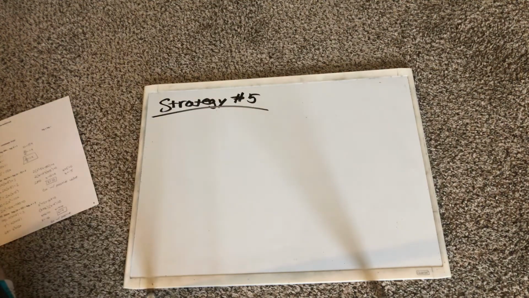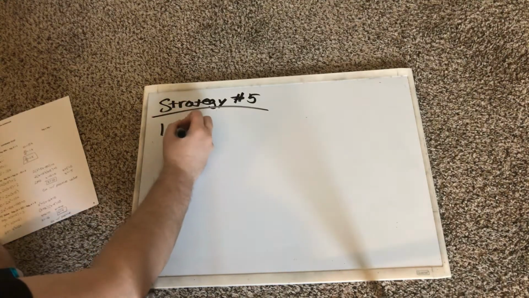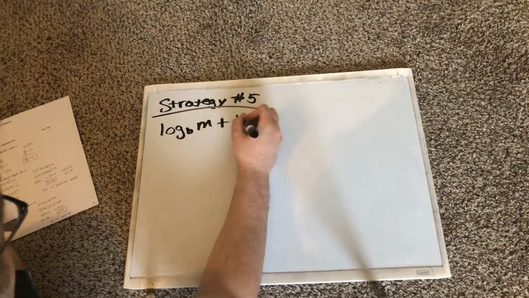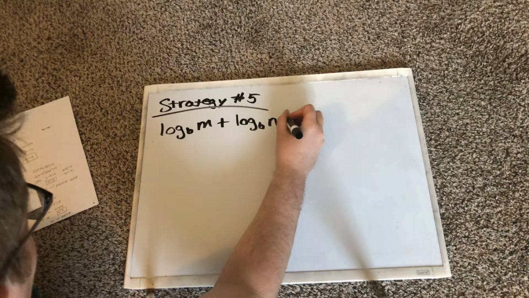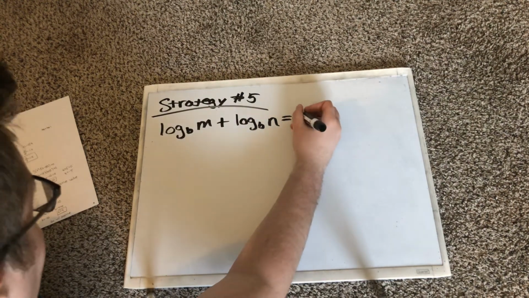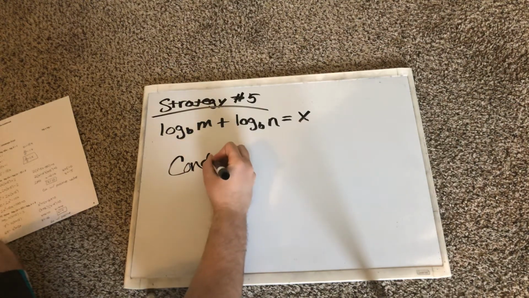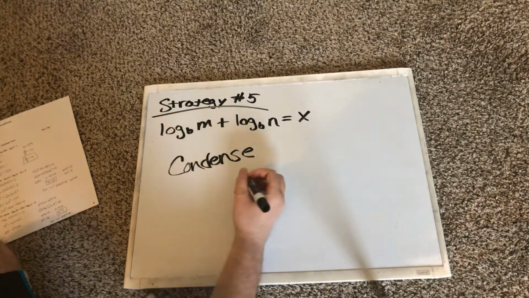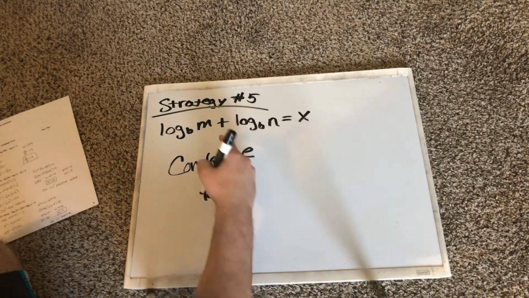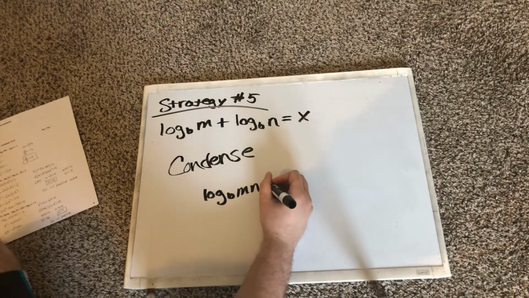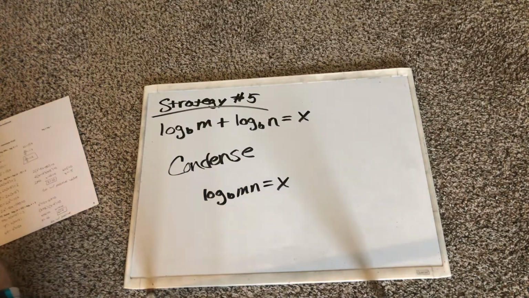Strategy number 5 is when we have logs on the same side. So if I have log base b of m plus log base b of n is equal to, I don't know, x, I have to condense. So strategy number 5 is condensing first. So this would be log base b, product property, m, when I have addition, that's multiplication, mn equal x, and then we can change to exponential form. So let's try this.